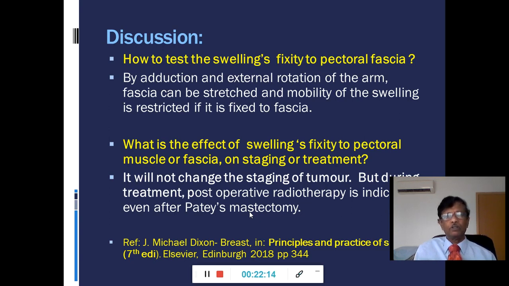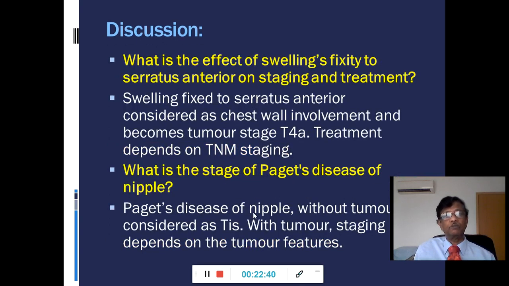So during the treatment, post-operative radiotherapy is indicated even after Patey's mastectomy. So that means when the swelling is fixed to the pectoral muscle or fascia, the staging will not be altered. But during the treatment, these patients require post-operative radiotherapy even after Patey's mastectomy. What is the effect of a swelling fixed to serratus anterior on staging and treatment?